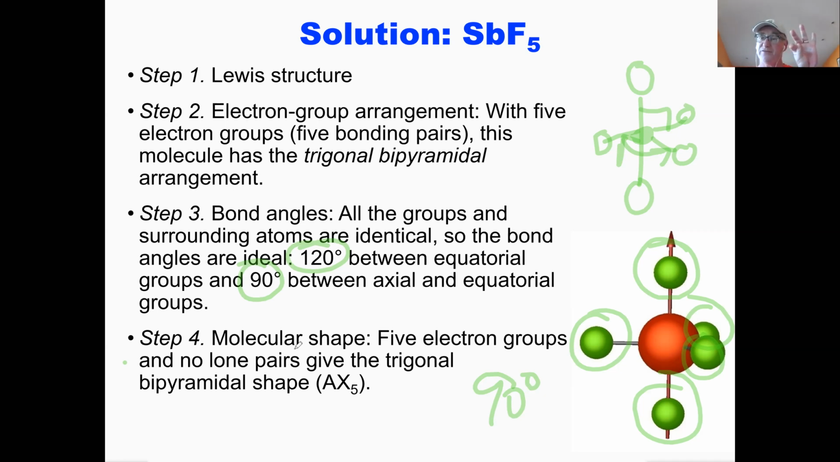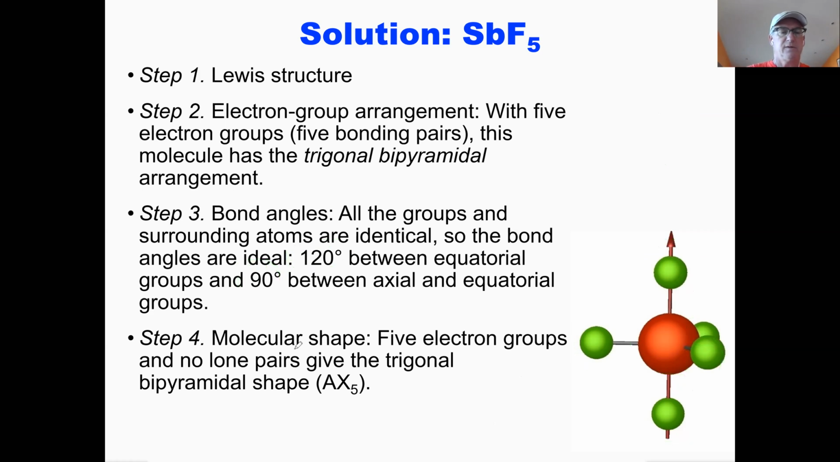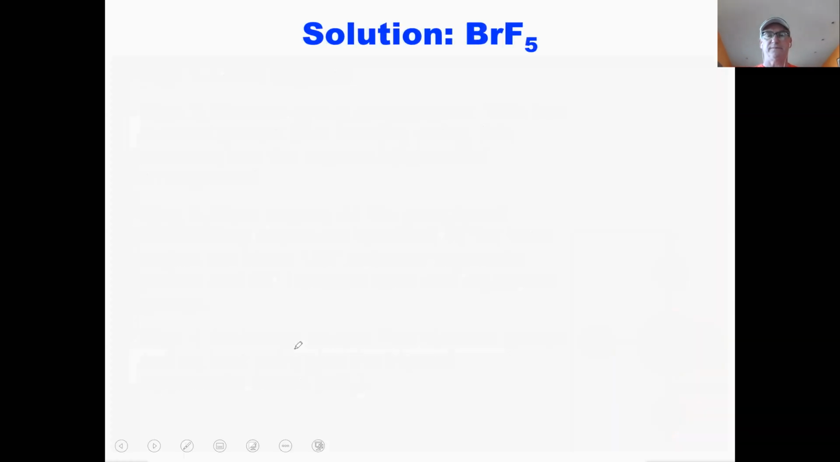It's only when we start introducing changes, either with a lone pair or a different sized atom or something, that will tweak the shape slightly. If it's exactly the same all the way around, it should look exactly like we would expect it to. So let's do the next one.